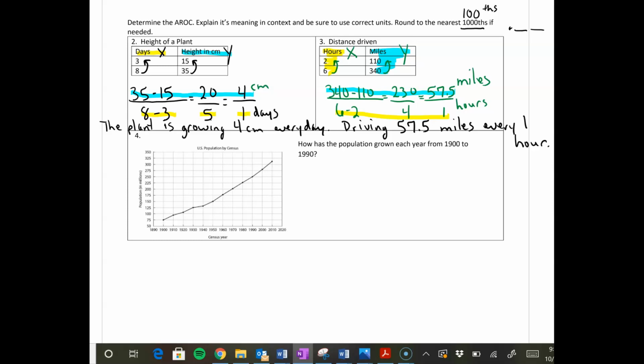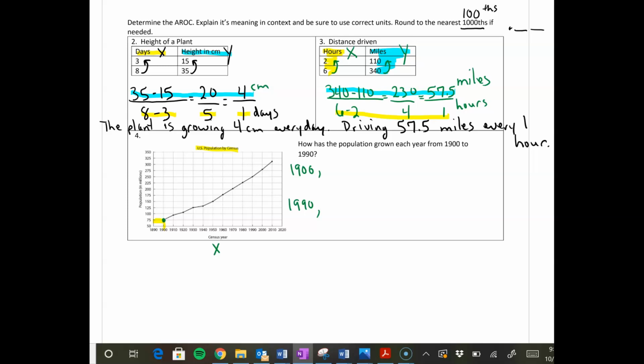All right, the next one, how has the population grown from 1900 to 1990? And if you look at what this is describing, the U.S. population by census. So what I need to do is I've got my X values, but what I'm going to have to do is figure out the Y values. So the X values, we can look at them as 1900, because that's down here, and 1990. And then I'll have to figure out the Y values by looking at my graph. So if I go to where X is 1900, so that's right here, and I go to the Y value, that's that 75. So this point right here is it.